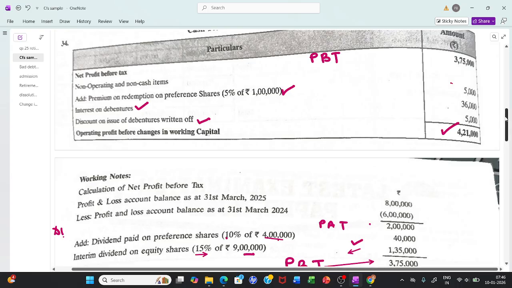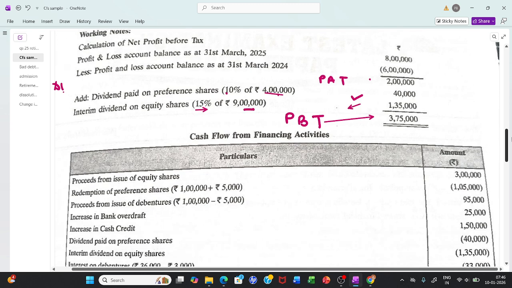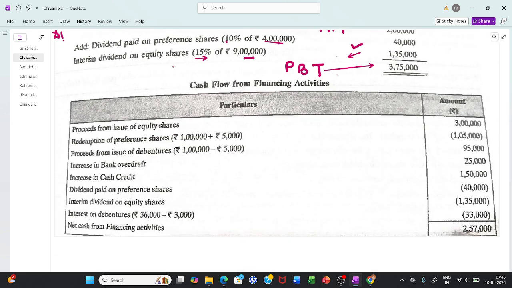Now let's come to the financing activity. In financing activity, we have issue of shares 3 lakh. We have redemption of preference shares as outflow. It's at 5% premium, so I return 1,05,000. Issue of debentures is at a discount. So this is premium on redemption. This is discount on issue, which is changing the amount to 95,000 and not 1 lakh.